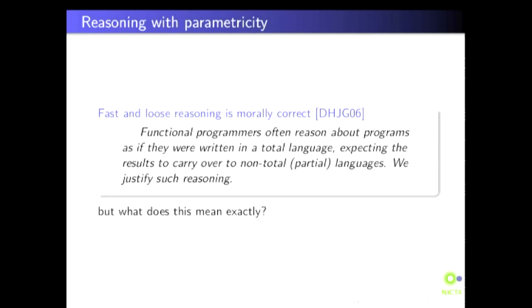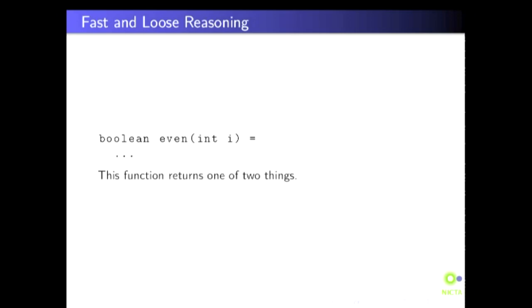So what does this mean? I'll say we've kind of already touched on that. Basically, when we're reading code together and we see this function, and we assume that it returns one of two things, we eliminate this possibility. We've kind of already discussed that, but that's what it means. We reason about this code as if we're in a total language, even though we're not. This is possible in most of the languages that we typically use.